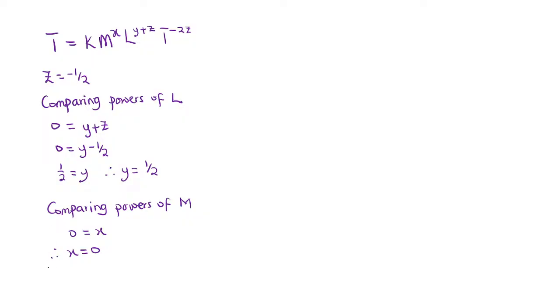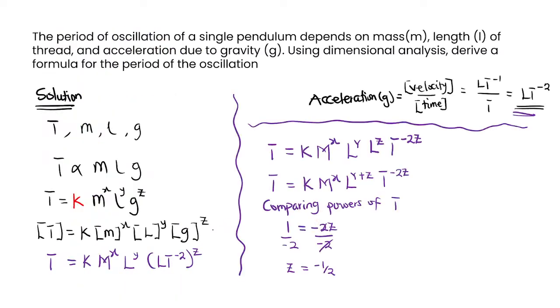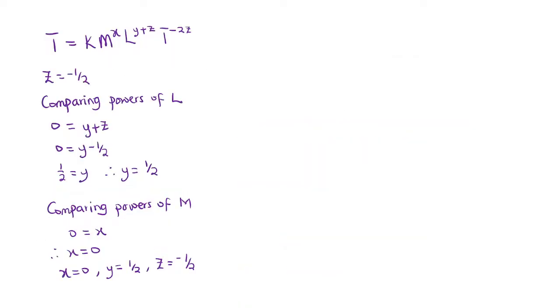So if you look at all we've done so far, we found that x, the power, is 0. For y, it is half. And for z, it is negative half. Now, just quickly, let me go back to the previous equation. Remember, this is our initial equation given to us, which is the period is equal to the constant, the mass, length, and gravity. Now that we found x, y, and z, we will go back to this equation and insert those values there to find the relationship between these parameters.